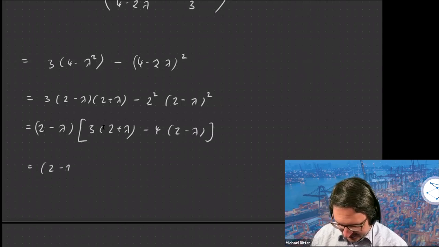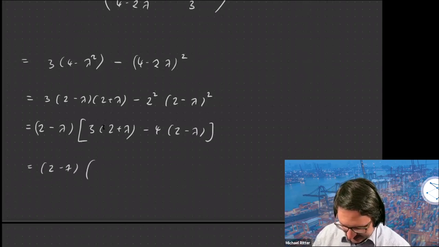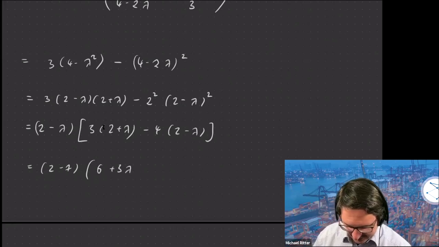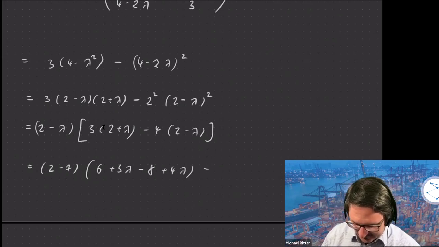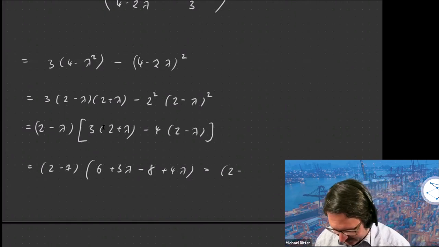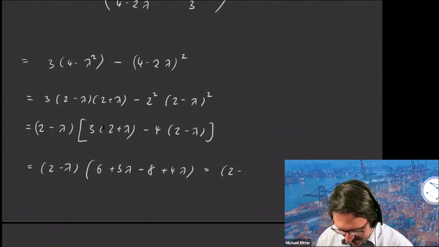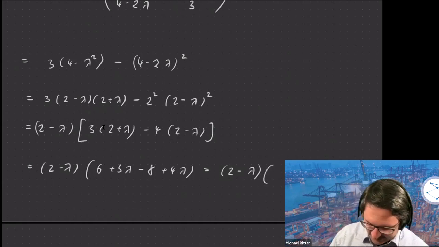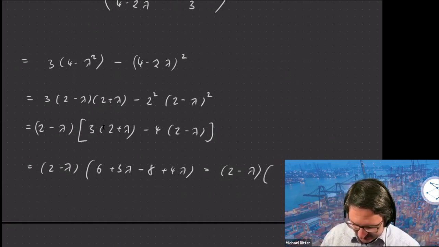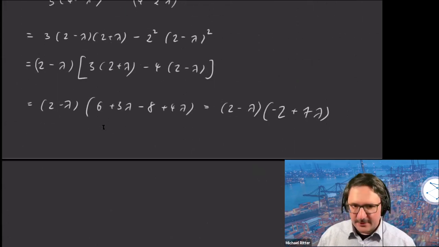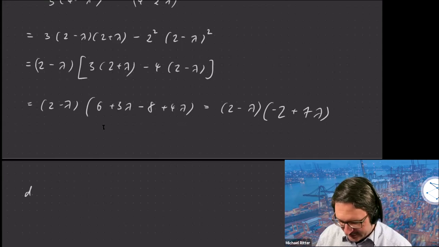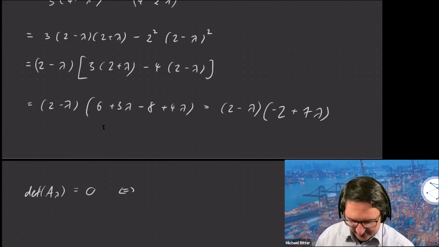So 2 minus lambda, and then we get 6 plus 3 lambda minus 8 plus 4 lambda. So that is 7, of course, 2 minus lambda. And here we have minus 2 plus 7 lambda, right? So that means the determinant of A(lambda) is 0 if and only if either of these factors here is 0.